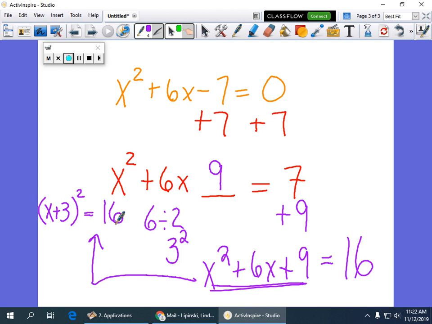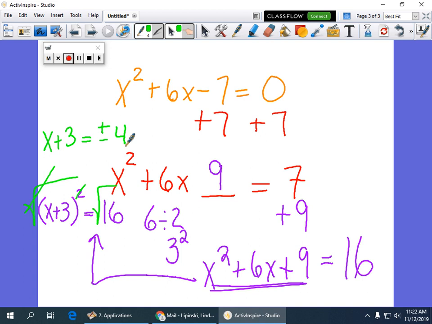Square root both sides. Okay, let me get a different color. What happens when I square root a squared? They're inverse operations, so it goes away. I'm going out of order, sorry. x plus 3 equals what? Now be careful. Did I put the square root in or was it already there? So you have to do what? Positive or negative 4. Okay?